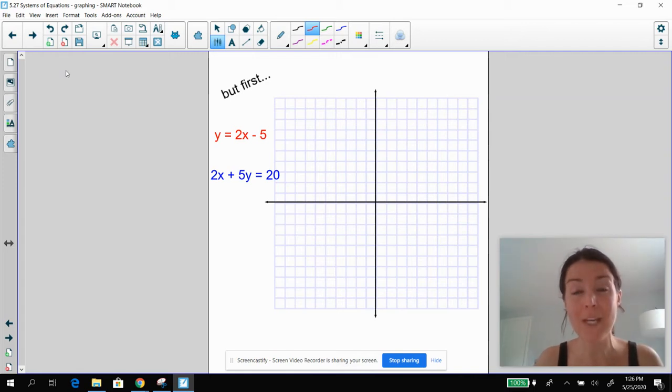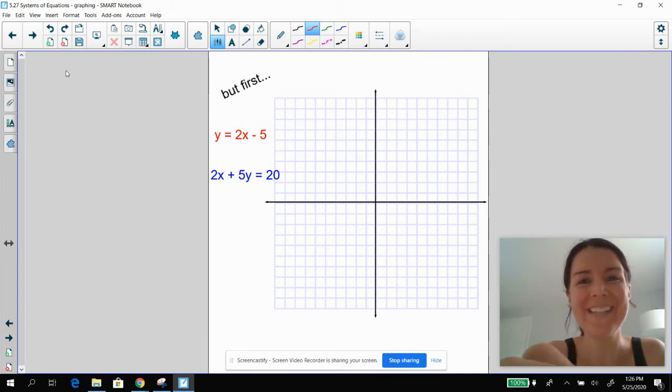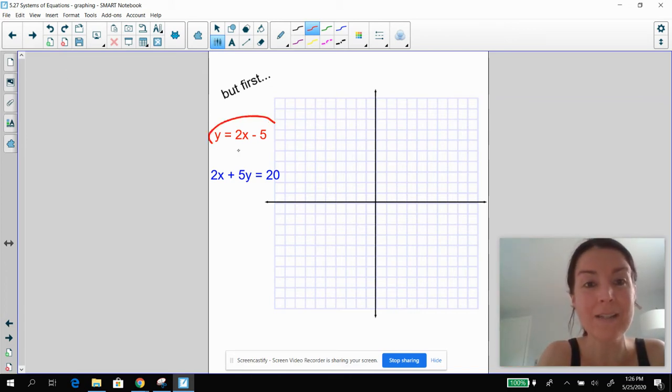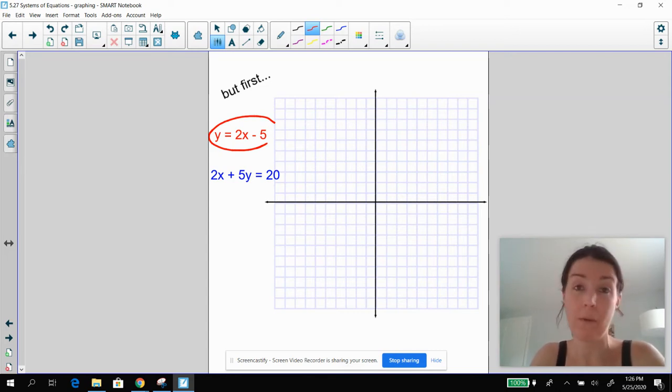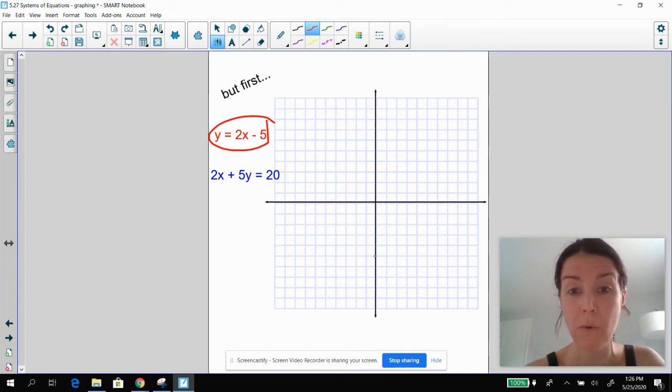So I want you to pause the video and try to graph these two equations. Go! All right, we're back. So this first one is in slope intercept form, and we love this form. This is the very first one we learned. So my y-intercept is negative 5, and then our slope is 2. And remember, it's 2 over 1. So we go up 2 and over 1, up 2, over 1, up 2, over 1.